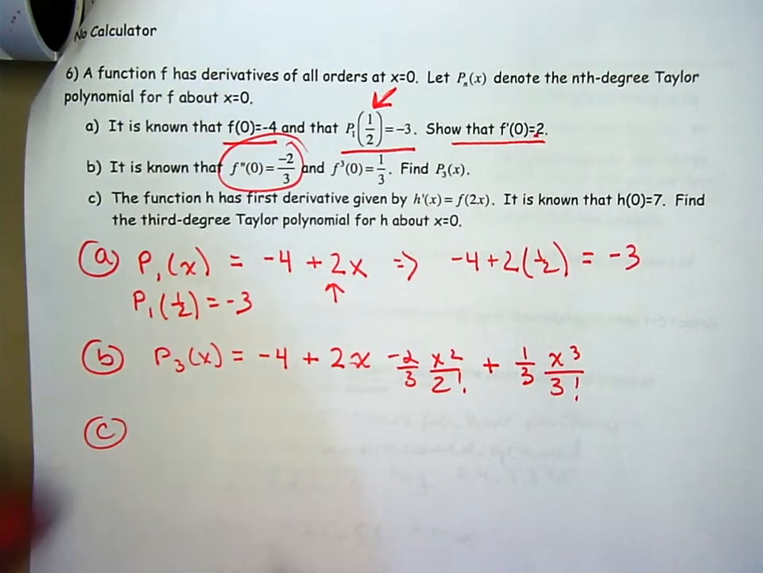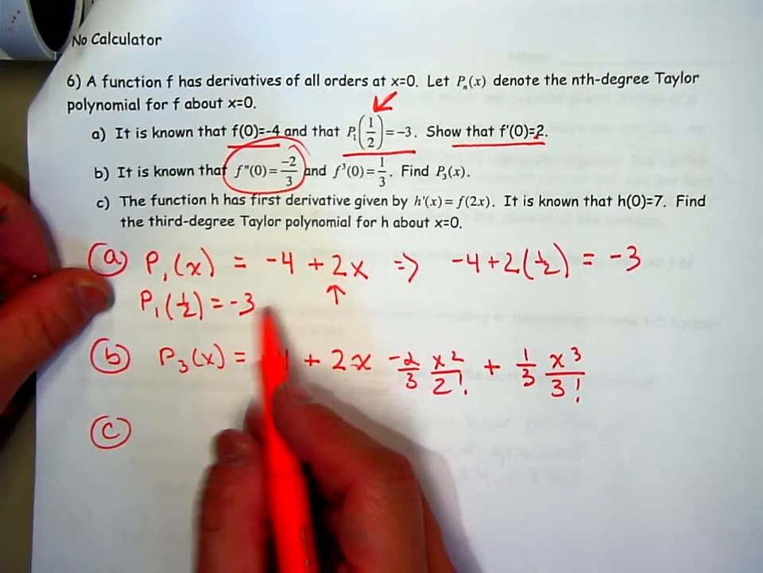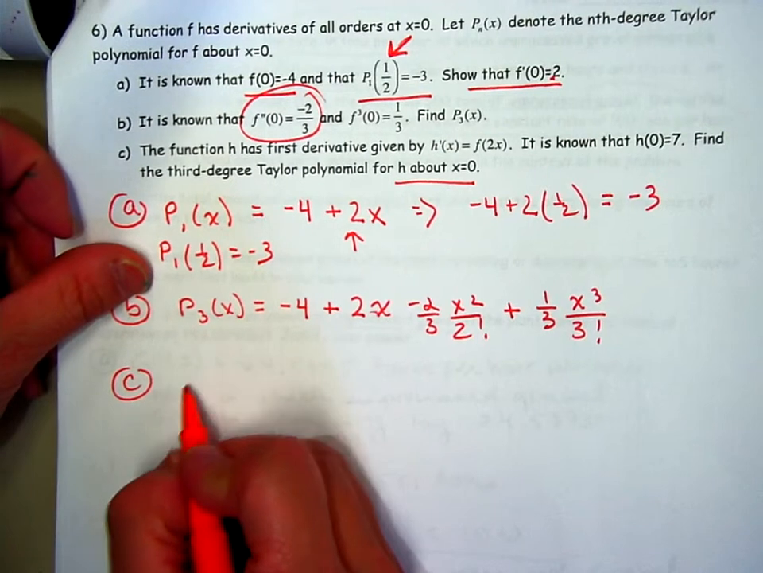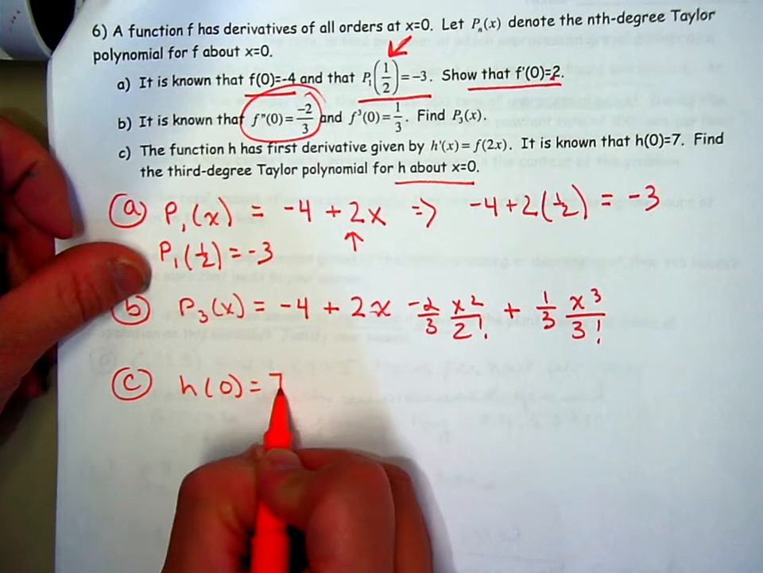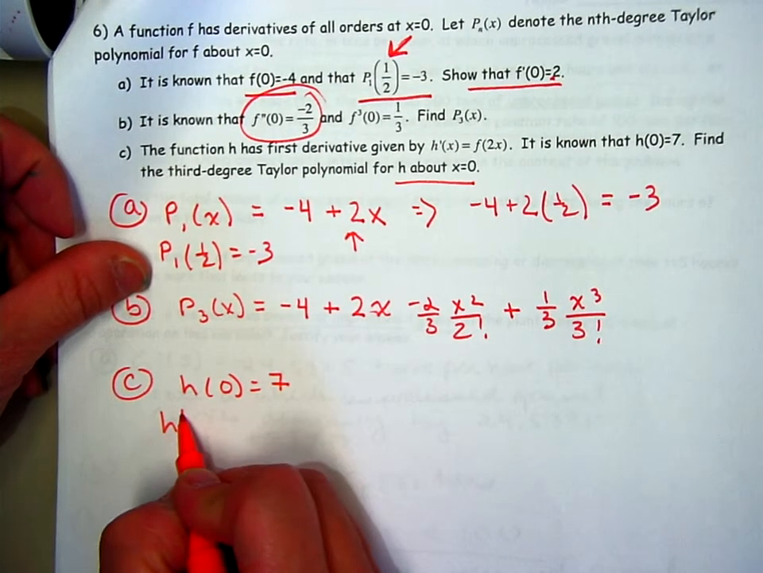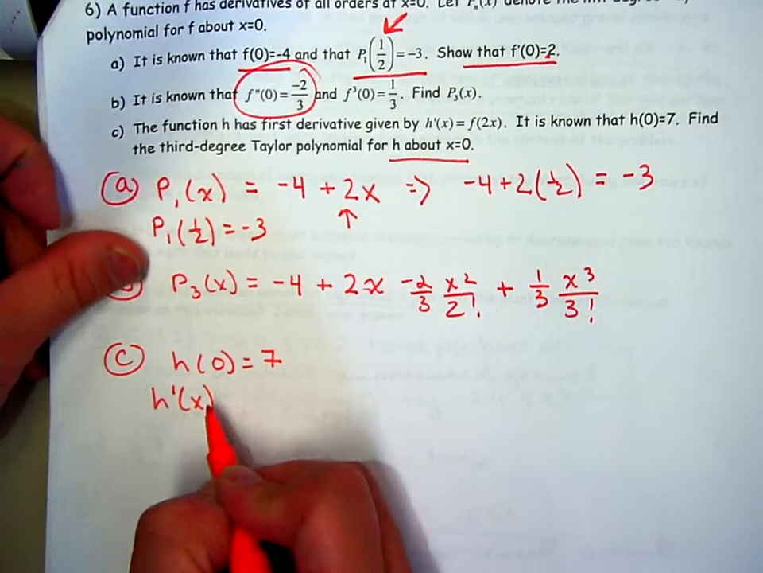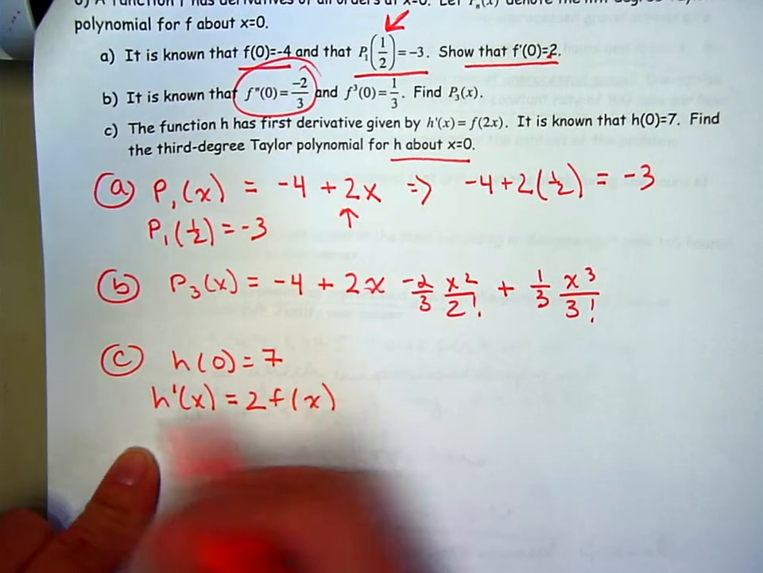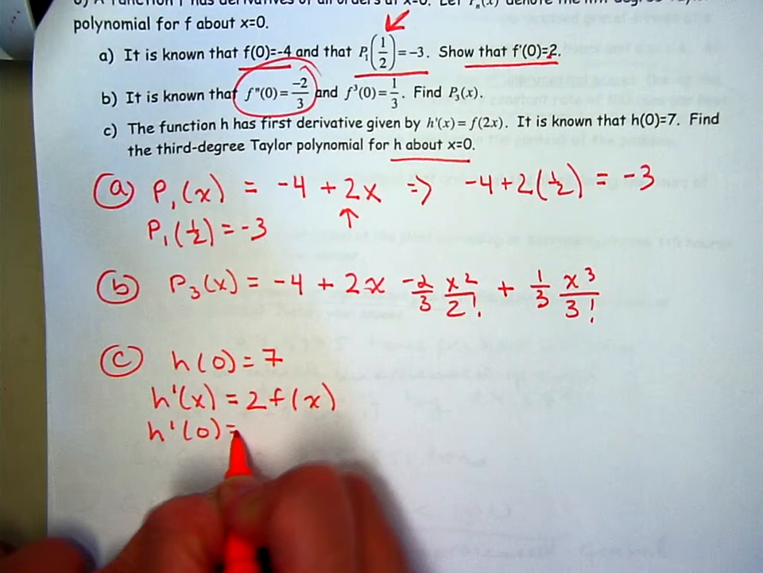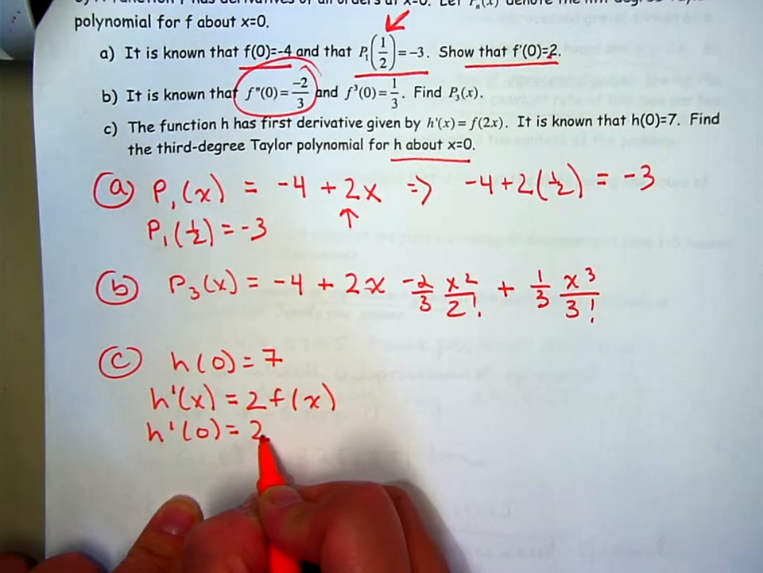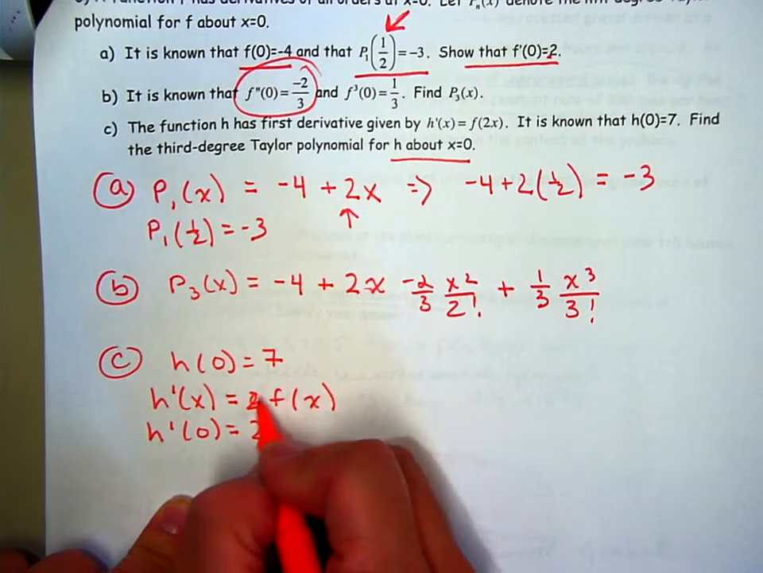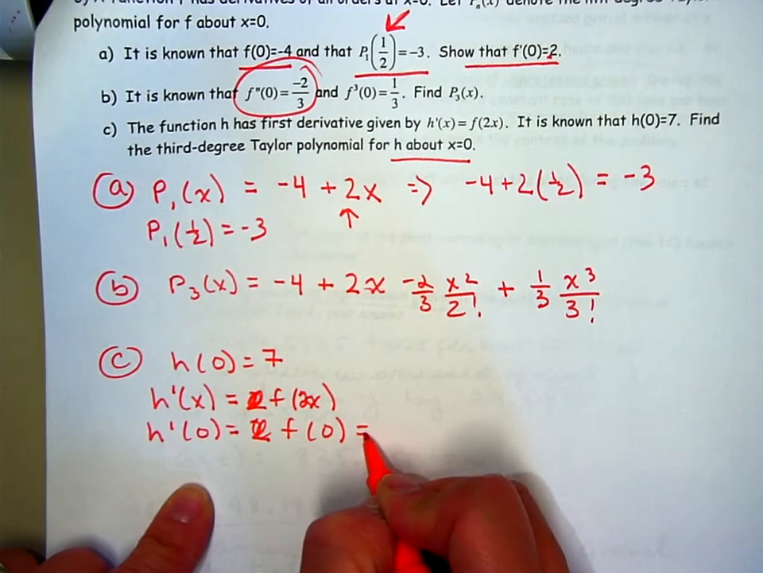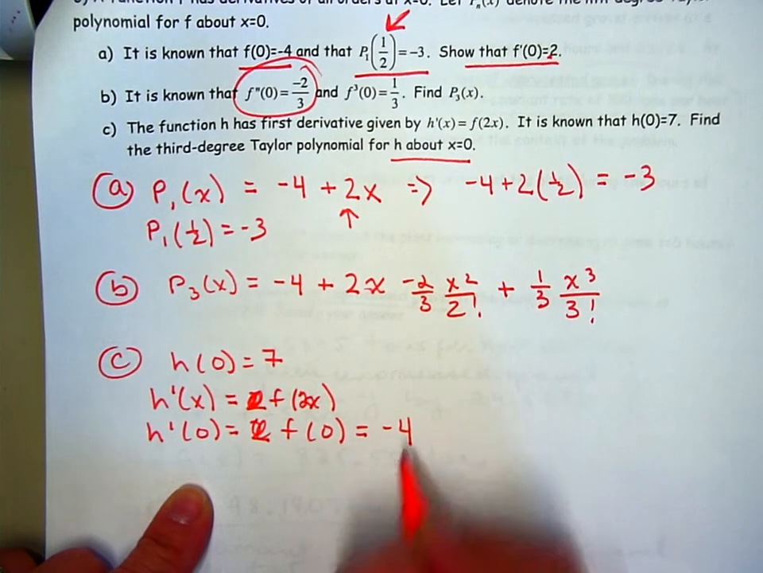Okay, lastly, they want the third degree polynomial for h. So in order to come up with the third degree, I need h of 0, which is 7. I also need the first derivative at 0, but they tell me that h prime of x is the same as f of 2x. So h prime of 0 would really be f of 0, which we know is -4, which is given in part A.